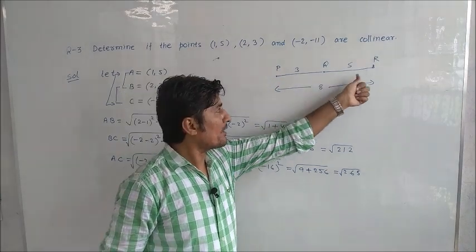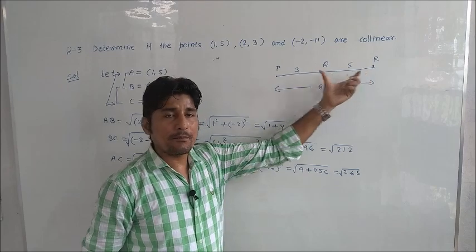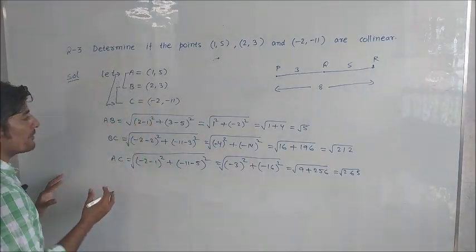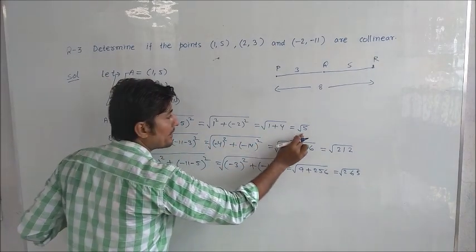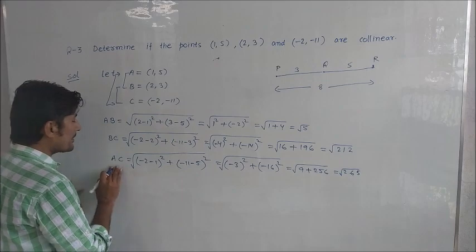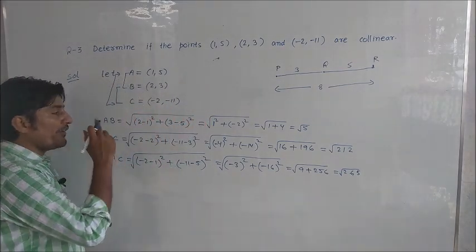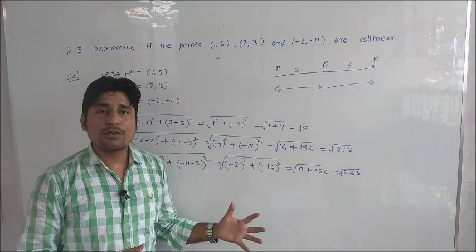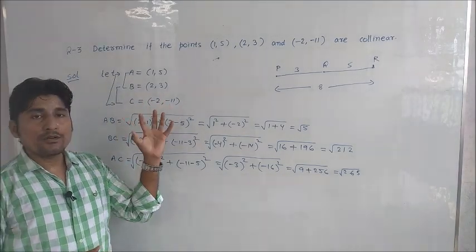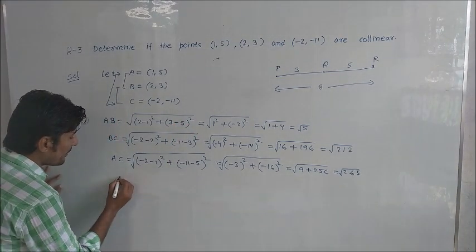If the points are collinear, then the sum of any two line segments must be equal to the third line segment. But here we can observe that the measurement of AB is under root 5, measurement of BC is under root 212, measurement of AC is under root 265. The sum of any two line segments is not equal to the third line segment. That's why the points are not collinear. So in the solution we can write, the given points are not collinear.